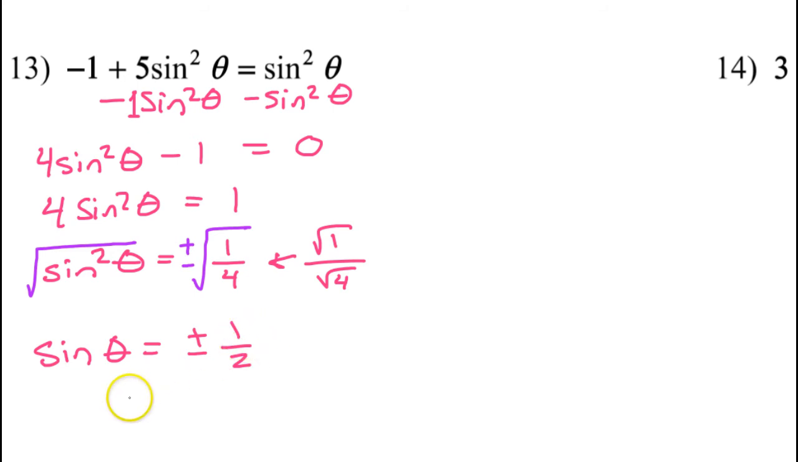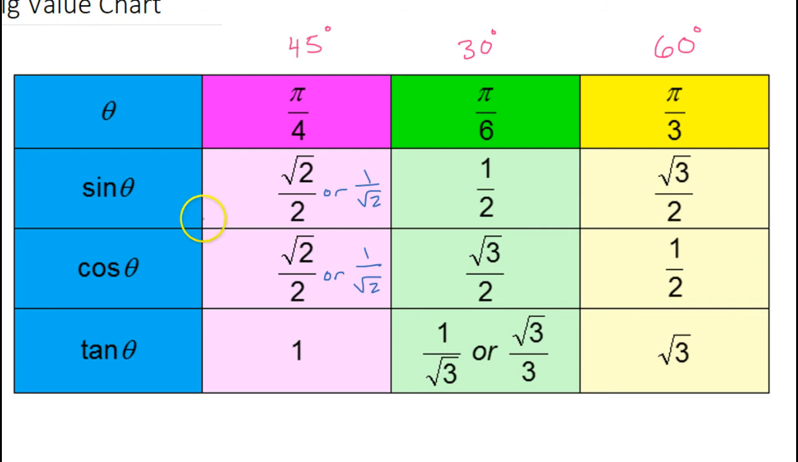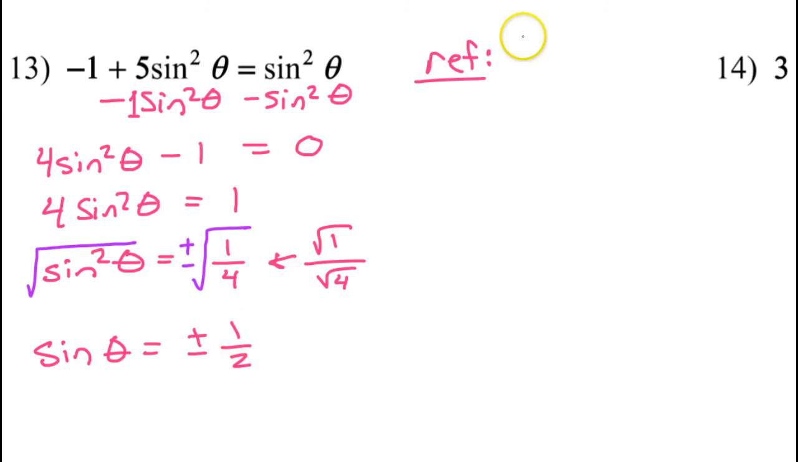Now it's time to talk about reference angles and such. So the reference angle comes from asking ourselves, sine of what is 1/2? Forget the plus or minus for now. Well, remember this chart I mentioned earlier? That's pi over 6. Sine of pi over 6 is 1/2. So that tells us that the reference angle is pi over 6.